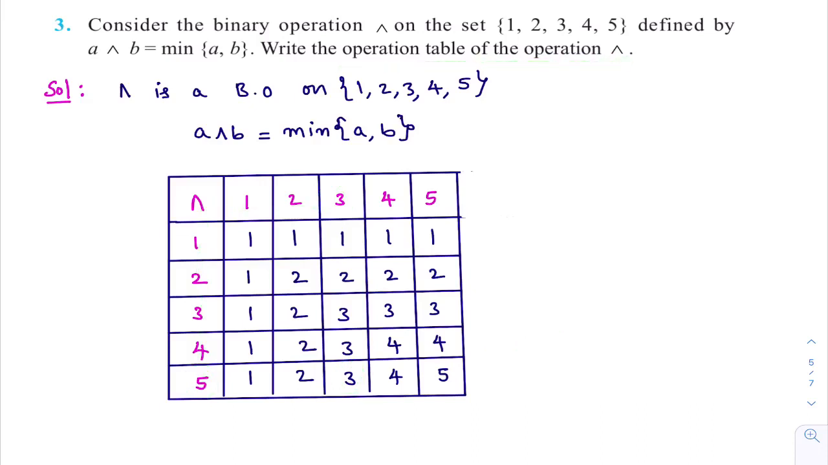They have given that A star B is minimum of A comma B. They are asking to write the operation table. So this is the operation table. I hope you understand this.